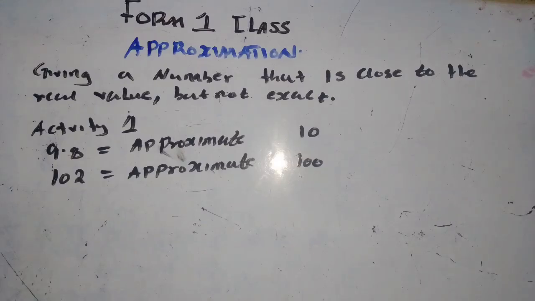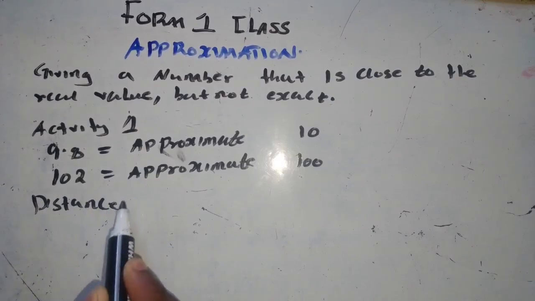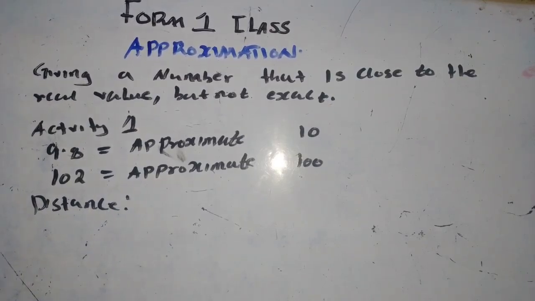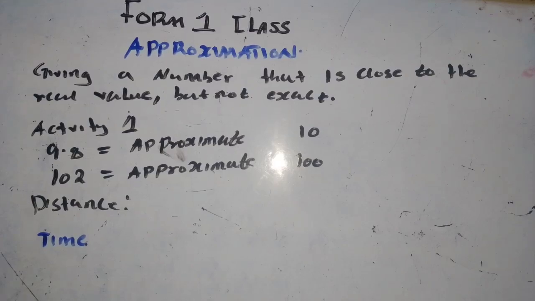Okay, so where do we use approximation in real life? We use approximation in real life in many different ways. The first way we use approximation is in distance. The second one is time, and the last one is money. So these are the ways in which we can use approximation.